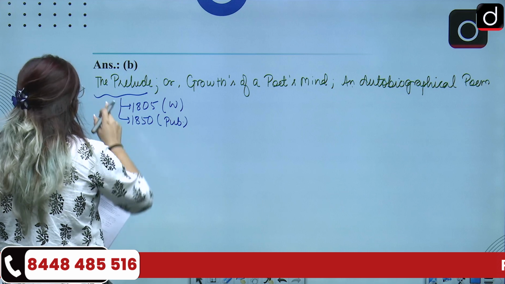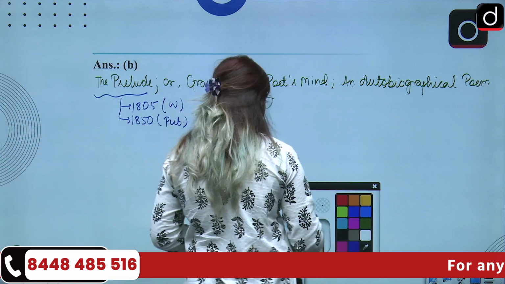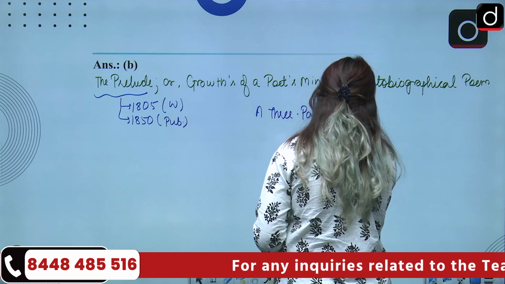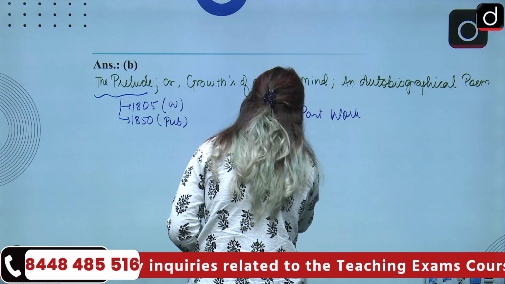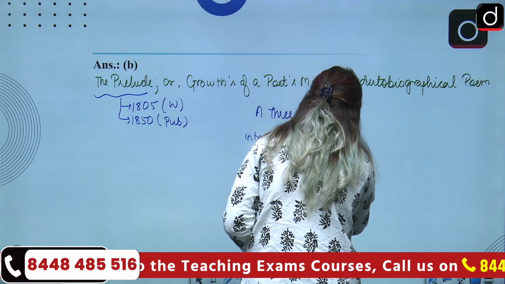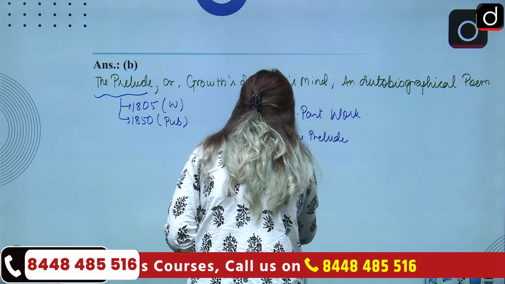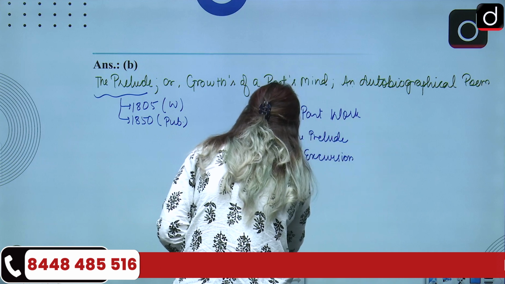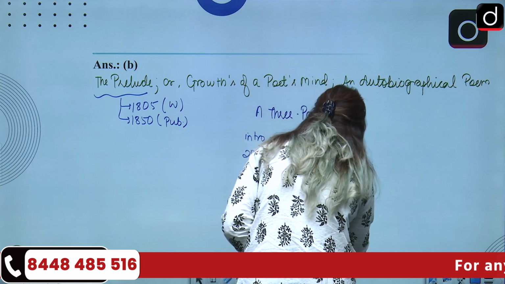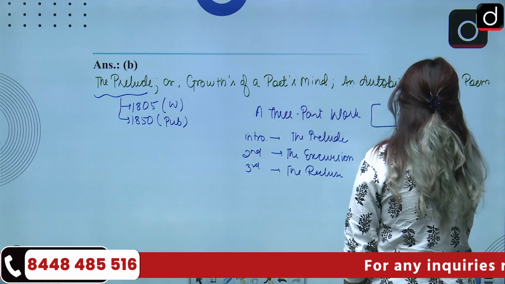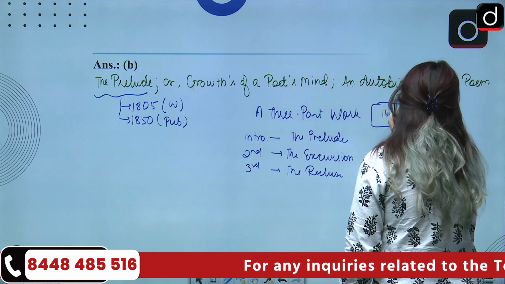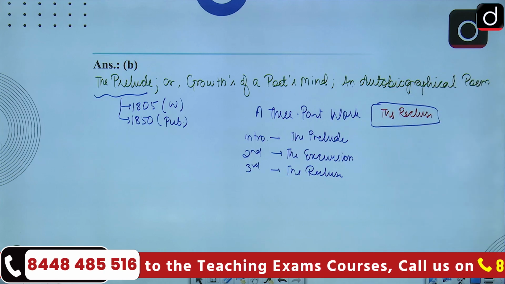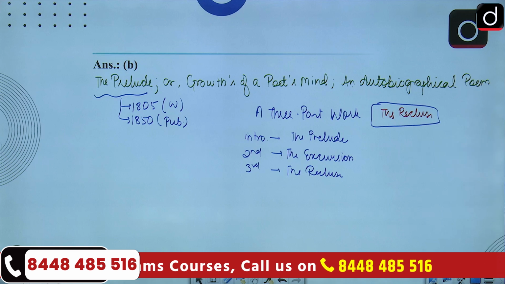Now remember, William Wordsworth was planning to write a 3-part work, jiska introduction jo tha was supposed to be The Prelude. Then there was another work, The Excursion, that was supposed to be the second part. And the third part of it was supposed to be The Recluse. The entire 3-part work was to be titled The Recluse, jiska introduction was The Prelude, the second part was The Excursion, right? And then the third one we have is The Recluse.